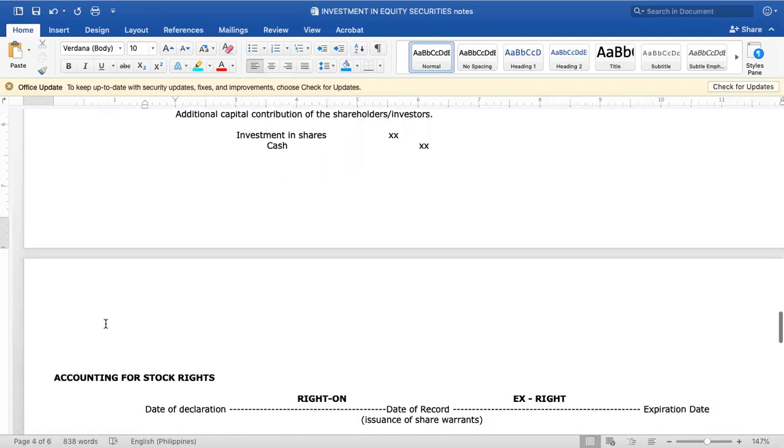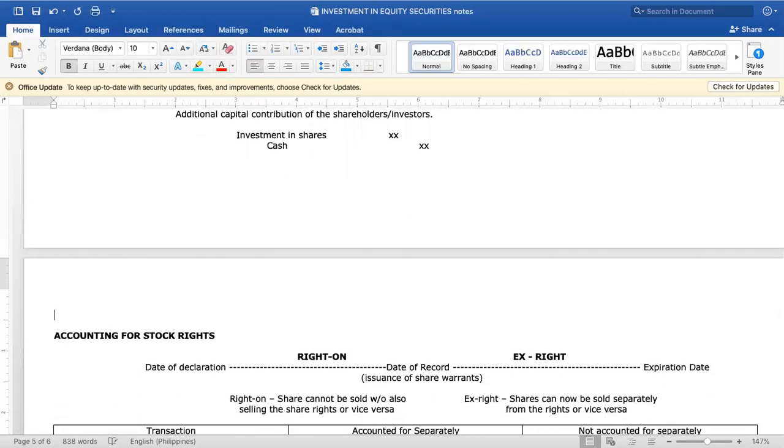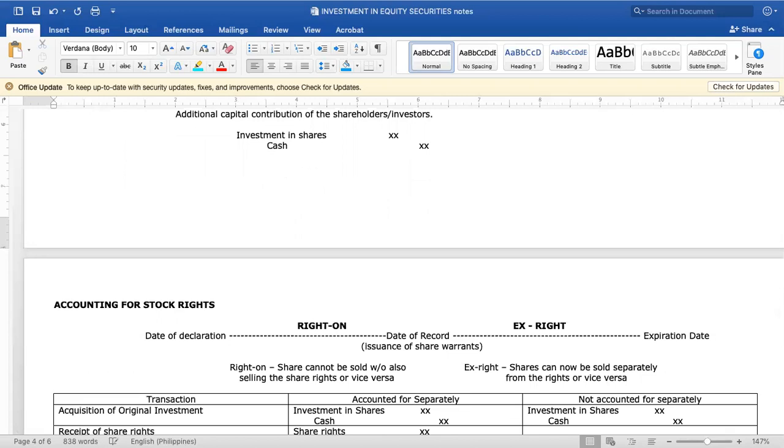Okay, also in the concept of investment in equity securities, accounting for stock rights is also introduced. So how do we account for stock rights? Ano din ang stock rights? Kumbaga, this is preemptive rights sa mga shareholders nga na sila right to purchase shares from the company on a limited time at a lower price. So gamiton nila tong stock rights nila para mo lang gamiton to acquire another shares, 'di ba? For a limited time at a lower price.